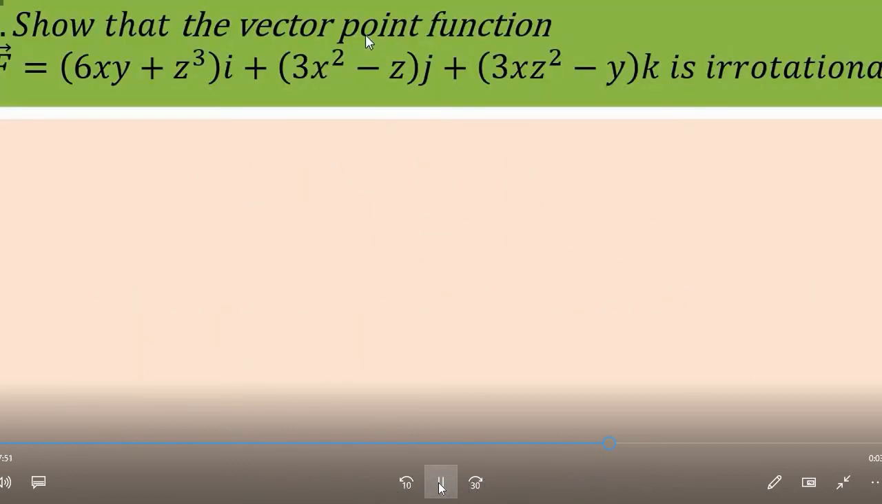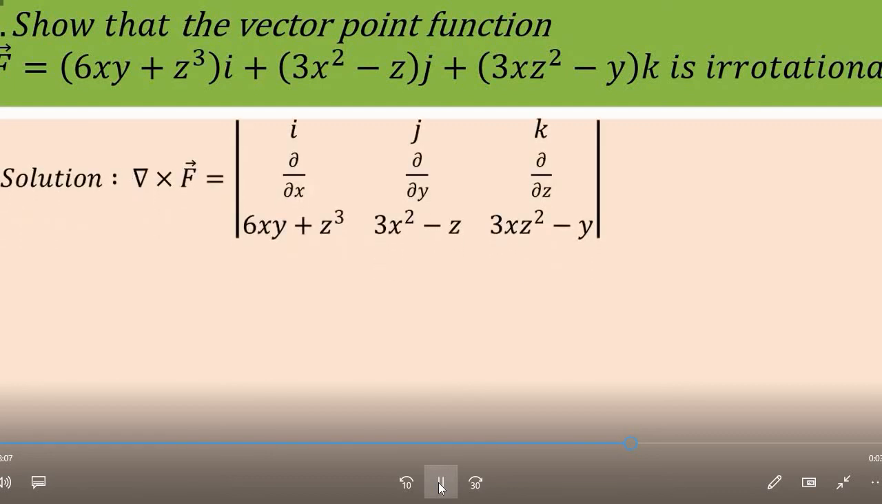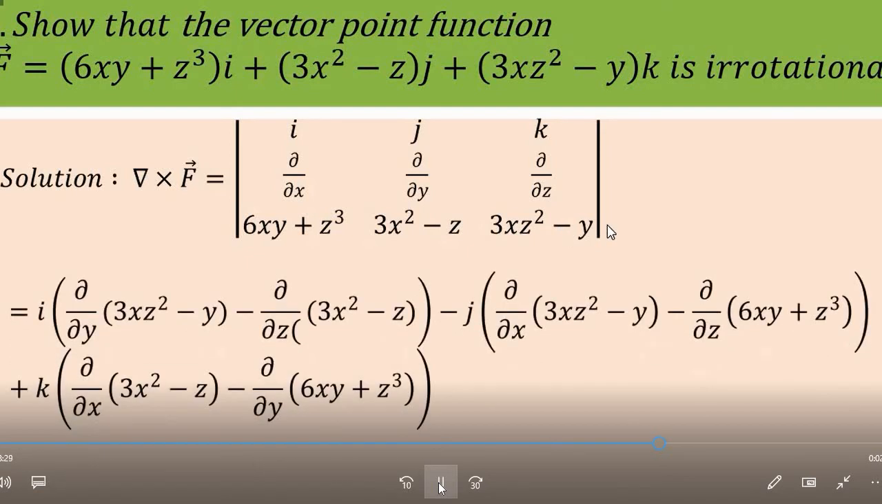Next problem. Let us show that the given vector function is an irrotational function. To show that the given vector function is irrotational, we have to prove that curl f is equal to 0. So now let us consider first curl f. Curl f of the given problem is written as the determinant with rows i, j, k; dou by dou x, dou by dou y, dou by dou z; and the coefficients of i, j, k in the vector f are 6xy plus z cube, 3x square minus z, 3xz square minus y respectively. Then let us evaluate this.